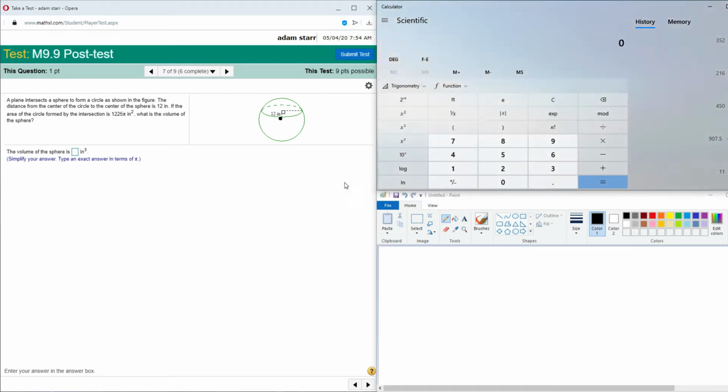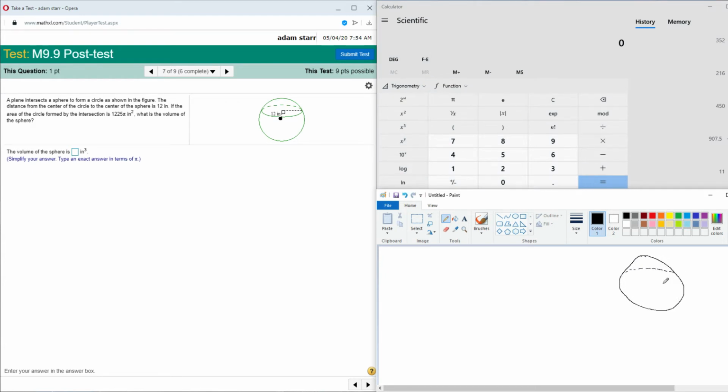Okay, this question might be the hardest here. I'm going to draw it here to the side because I'm going to have to do an additional step to show. So excuse my artwork. So this is 12, and then we have this. And then here's the right angle. So we have a plane that intersects a sphere to form a circle. So here's the circle.